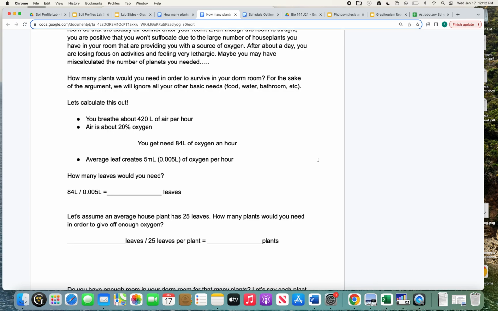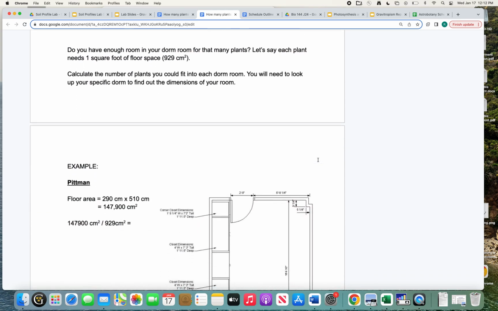The last piece of the puzzle that you'll work through is figuring out how many plants you could actually fit into your dorm room. We're going to say that an average plant needs 1 cubic foot of space. I've converted this into a metric unit for you. What you need to do, and there's a link at the end of this document, is look up the floor plan for your dorm. If you don't want to look up your specific dorm room, you don't have to, but all the floor plans are up on Gustavus here. Find the floor area in centimeters, divide that by the amount of space one plant needs to take up, and figure out how many plants you can fit into your dorm. And see if we're anywhere near how many plants you would actually need to keep us alive.